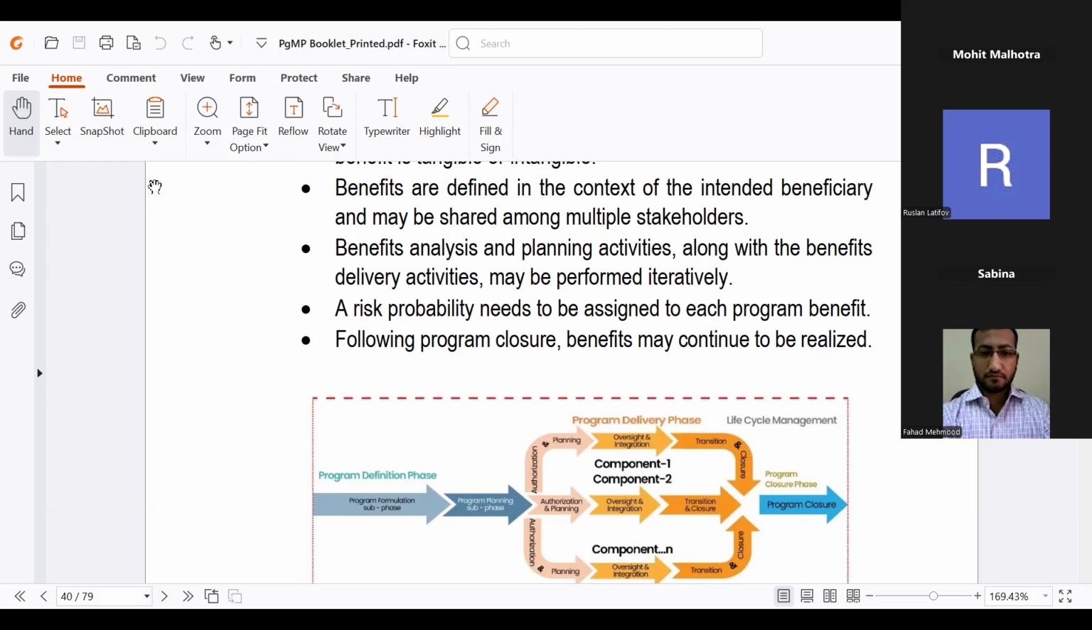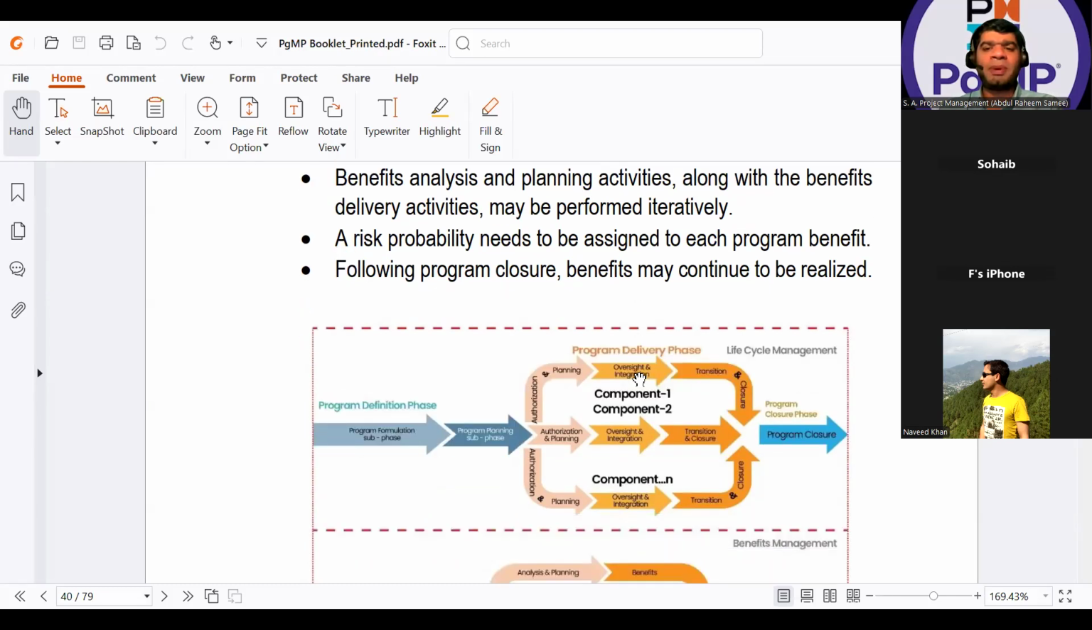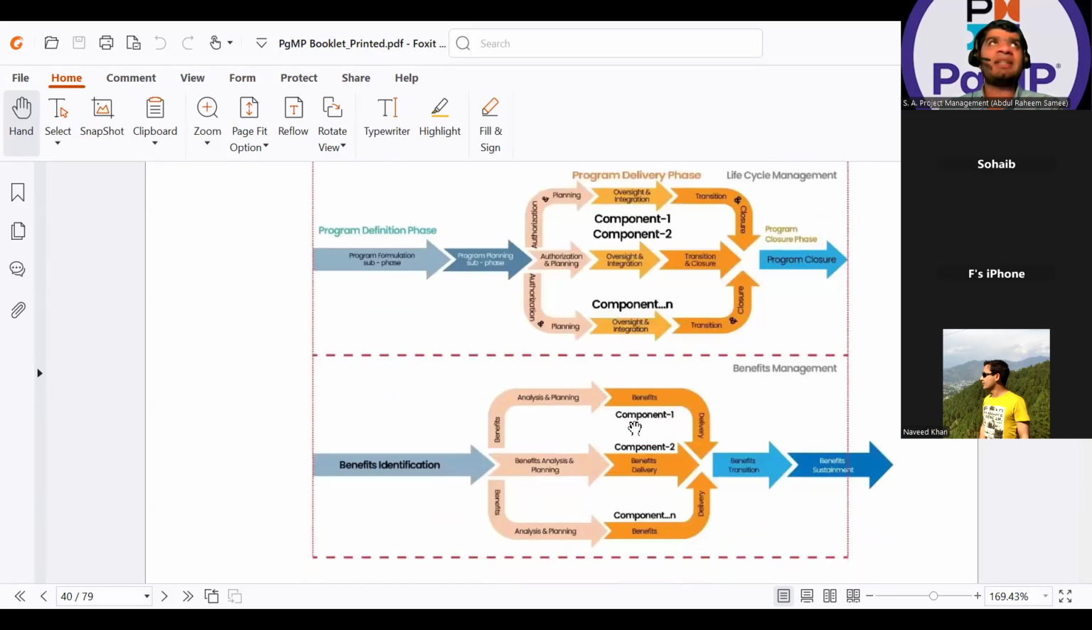Yes. Following the program closure, benefits may continue to be realized because of your benefit sustainment, and we will see that some benefits can be realized even after the program closure. That is the key point that we have studied in chapter number 2 of our booklet.